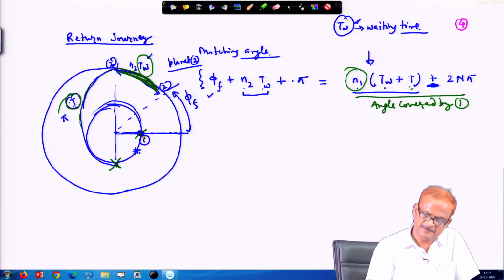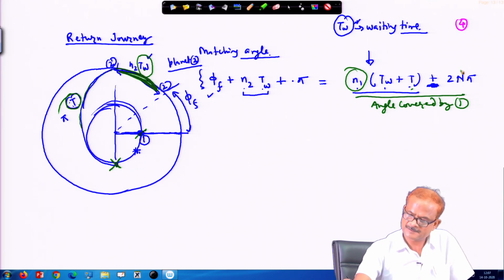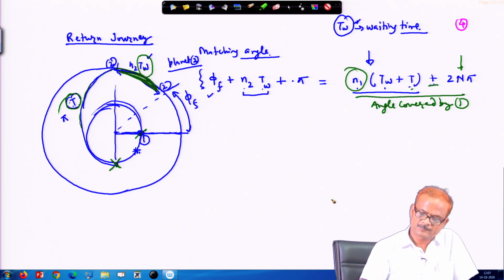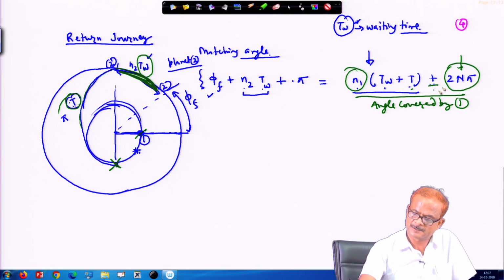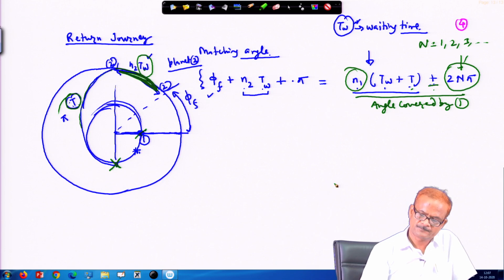So, the angle covered by planet 1 may be one rotation, or as I have written here, this is plus and minus. It may go a number of times, but it has to come back. So, if it is going a number of times, the plus minus sign has been added here to 2n pi. n is the number of times it goes there, so n equal to 1, 2, 3 and so on. So, this is the angle covered by 1 and plus minus 2n pi.